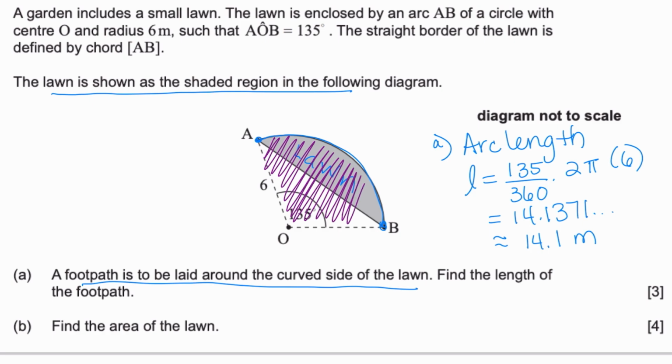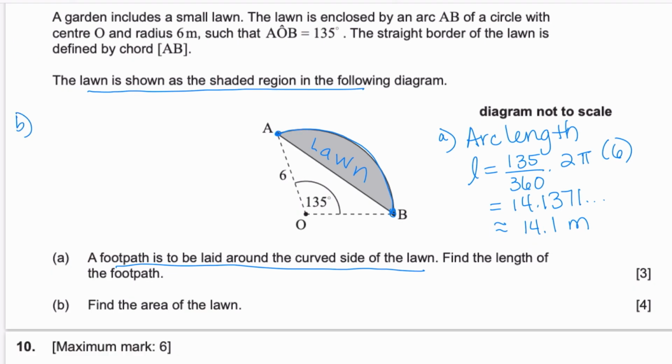Remember, an arc is like a slice of pizza. Once you find the entire thing, you're going to have to find the area of the triangle, and you're going to have to subtract those two so that you are left with just the area of the lawn. So let's go ahead and start by finding the area of the entire sector.